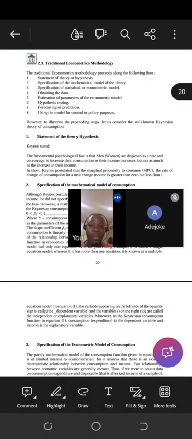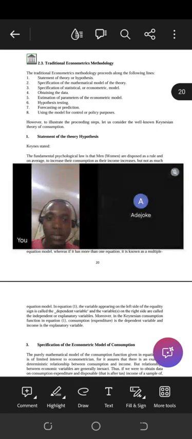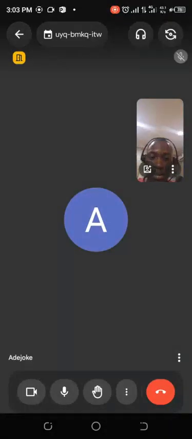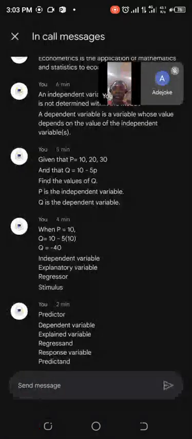Okay, I was trying to explain the variables. I saw the variable not done. So independent variable, dependent variable, explanatory variable, all of them are used interchangeably. So it's not a problem.